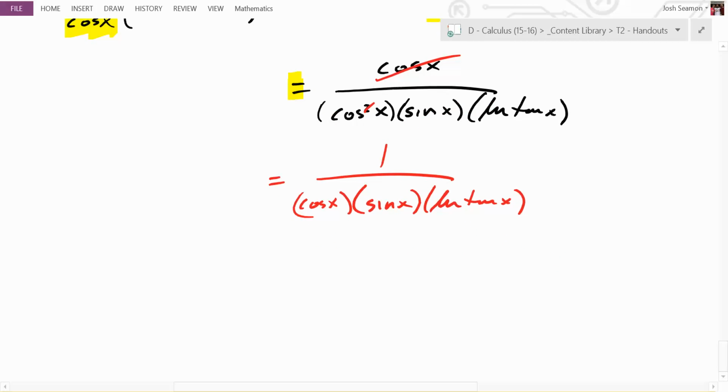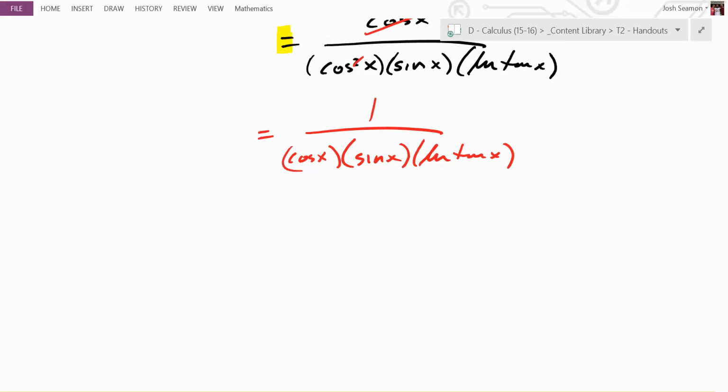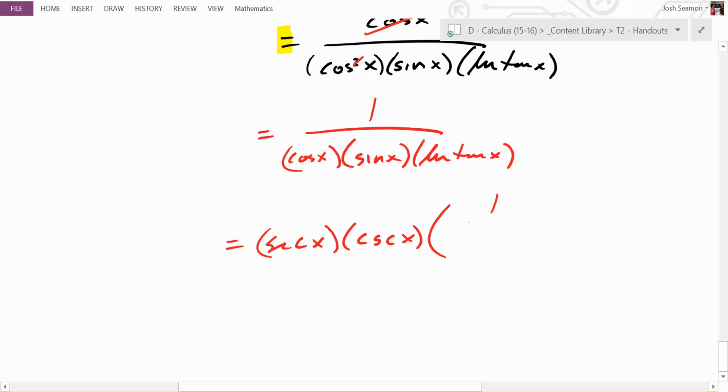That's not bad. What's 1 over cosine and what's 1 over sine? Come on, what's 1 over cosine? Secant. So you have secant x times cosecant x times 1 over ln of tangent x. That's something.